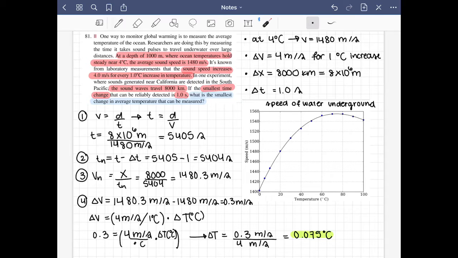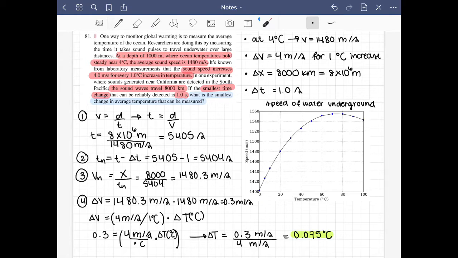Okay, so one way to monitor global warming is to measure the average temperature of the ocean. Researchers are doing this by measuring the time it takes sound pulses to travel underwater over long distances. At a depth of 1,000 meters where ocean temperatures hold steady near 4 degrees Celsius, the average speed is 1,480 meters per second. So, at 4 degrees Celsius, the velocity is 1,480 meters per second.